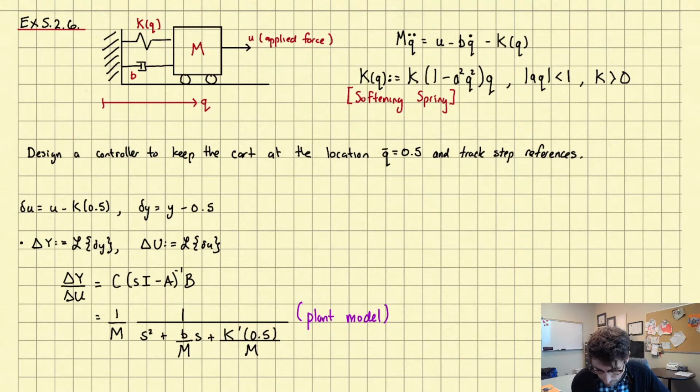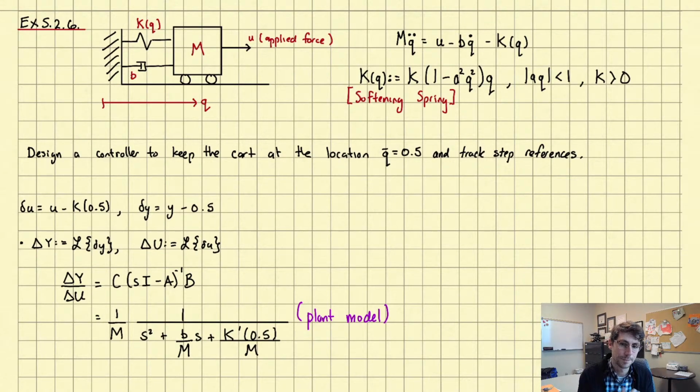So I'll remind you that in our linearized model, delta U was the difference between the actual force being applied to the mass minus the force required to keep it at 0.5, right, to balance out the spring force. And the delta Y is sort of the measure of how far the output, which in this case was the position, how far the output is from its value at equilibrium. And so delta Y measures how far the actual position of the mass is from the place where we did our linearization.